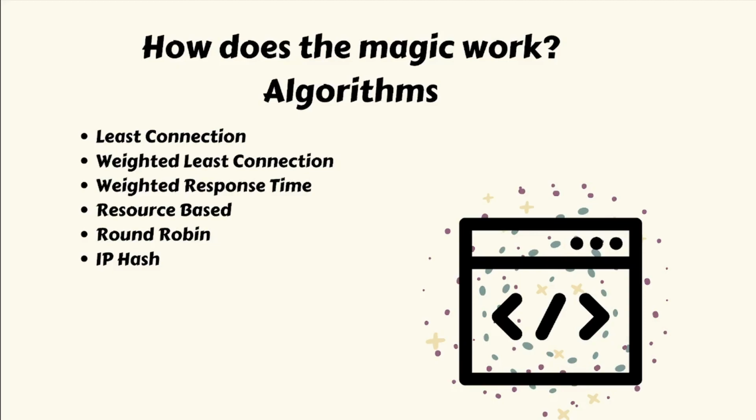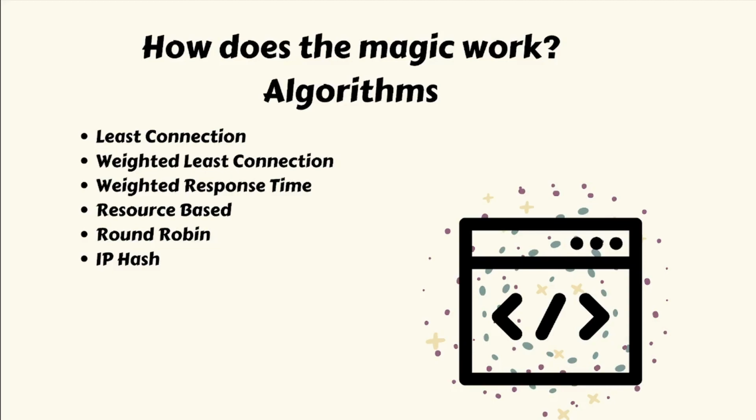Then you have weighted least connection. So each server is assigned a different weight based on the hardware. Some servers may have more CPU or more memory. So each server is given a weight, and based on that weight, it has the ability to handle more connections than others. So that is weighted least connection. Based on the weights and the amount of connections, the request will be distributed to the proper server.